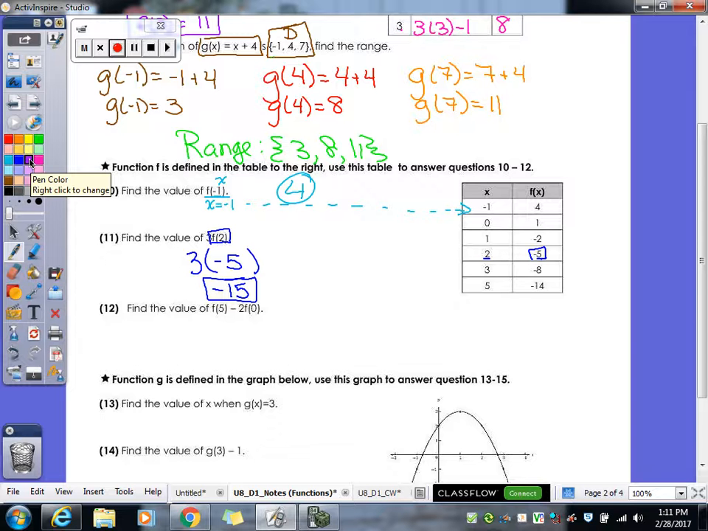So then 12, first one, we got to go to where x is 5. If we go to where x is 5, our answer is a what? So f of 5 gets replaced with a negative 14. Then it's minus 2 times f of 0. So we got to go to where x is 0. Yep, if we look over, we get a 1. So 2 times 1 just gives us a what? 2. So we have negative 14 minus 2, which gives us a final answer of negative 16.